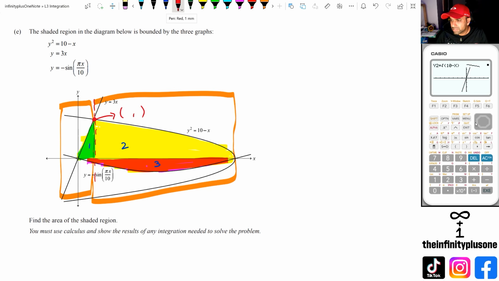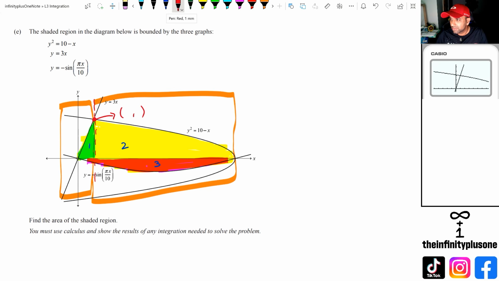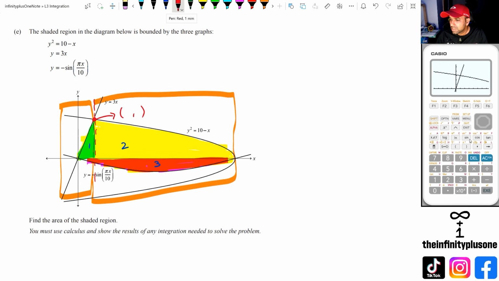Okay, as you can see, somehow my calculator's disappeared. Oh no, I can see why. There we go. So what I'm going to do is click on GSolve, and I'm going to click on intersect, and there is my point. My point right now is 1 and 3. I don't really care about the y value. I only care about the x value.